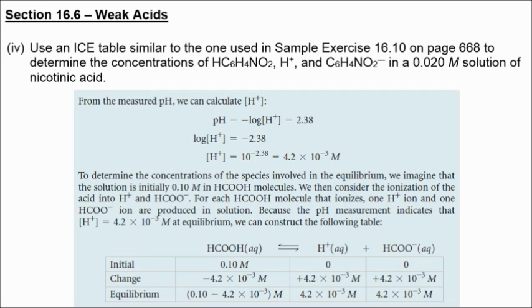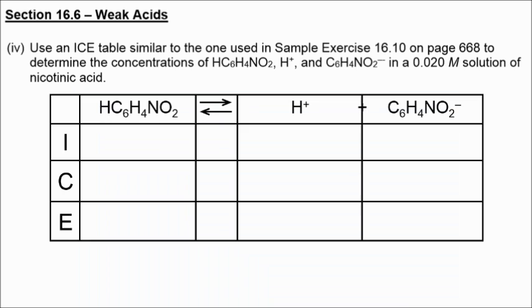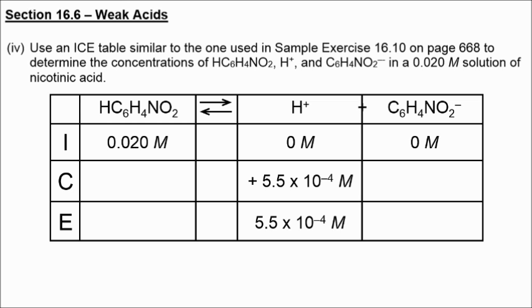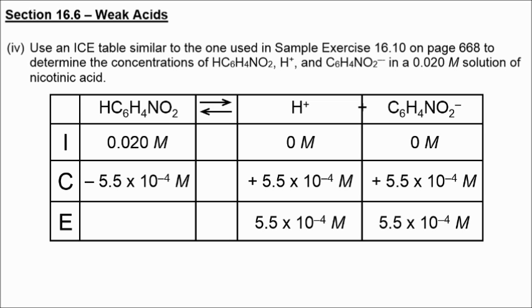So the original nicotinic acid, what is its concentration? What are the concentrations of H plus and C6H4NO2 minus? Let's go ahead and make our ice table similar to the one you see here on page 668. So we know that the concentration of H plus is 5.5 times 10 to the minus 4. And because of the stoichiometry and the 1-to-1 mole ratio between the products, the concentration of the A minus ion, the C6H4NO2 minus, the conjugate base, is the same. Now the concentration of the nicotinic acid has decreased by that same value. And when you do 0.02 minus that rather small number, you get 0.019.